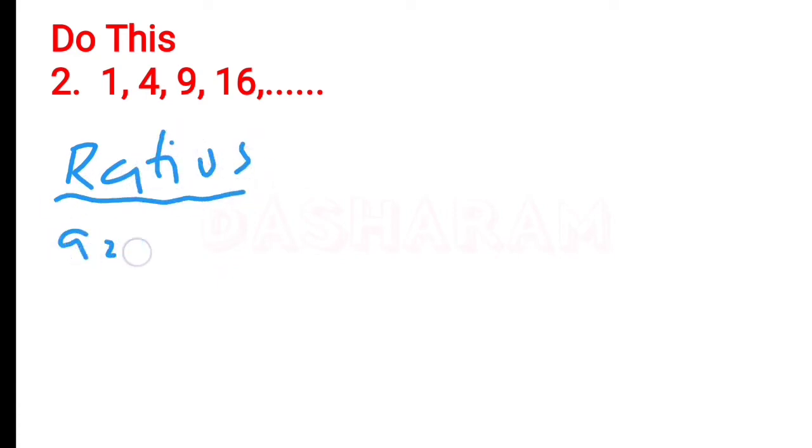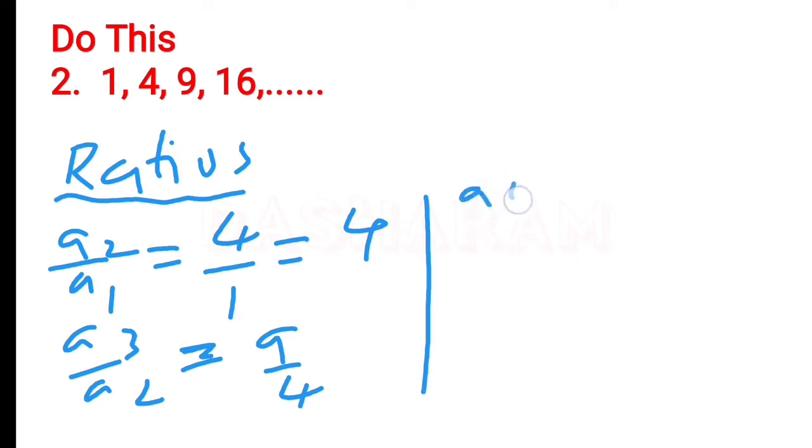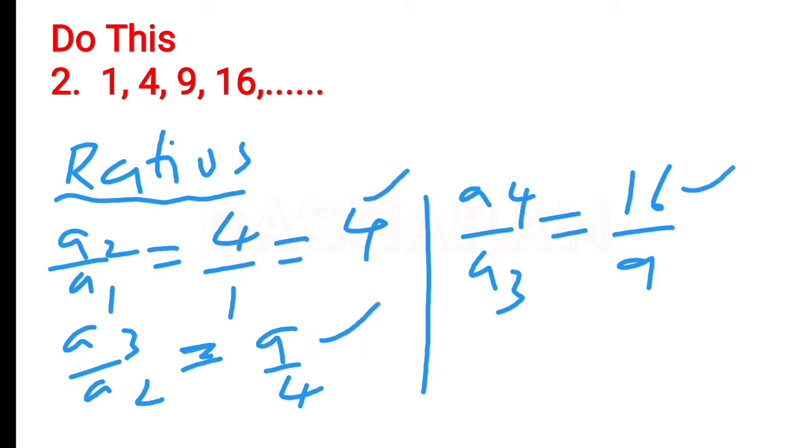Next, second question: 1, 4, 9, 16, and so on. So let's find out the ratios. The first ratio is a2 by a1, which equals 4 by 1, answer 4. Second ratio, a3 by a2: 9 by 4, and 9 by 4 does not simplify, it stays 9 by 4. Next, third ratio, a4 by a3: a4 is 16, a3 is 9, so they will not come in any table. So here the ratio answers are completely different.